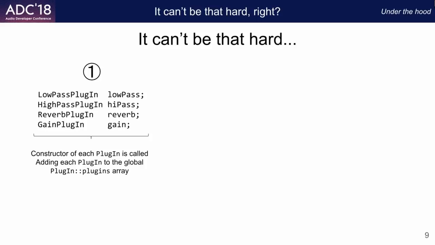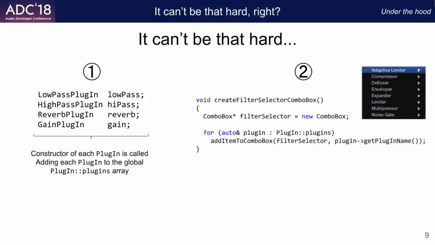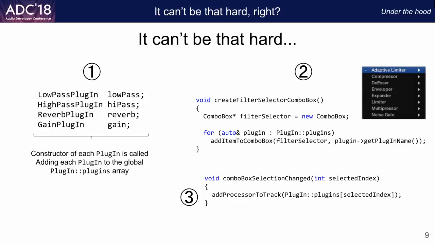You have a ton of global variables here: low pass, high pass, reverb, gain plugin, and each of these plugins calls the base constructor, and that will register it with that array. And then somewhere else in your code, you have the code that creates that little pop-up menu, that combo box, and it will just look at that array and add all of these filters to the combo box. And when the user selects one, you just look at the array and add the processor to the track. So, right, you've already developed a plugin format, right?